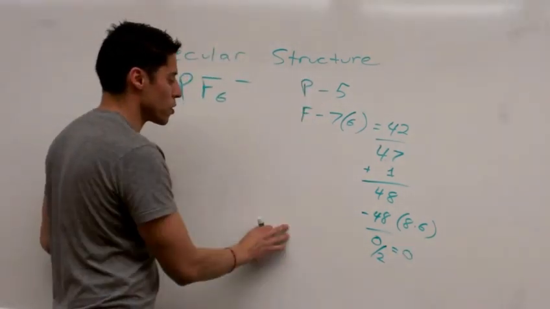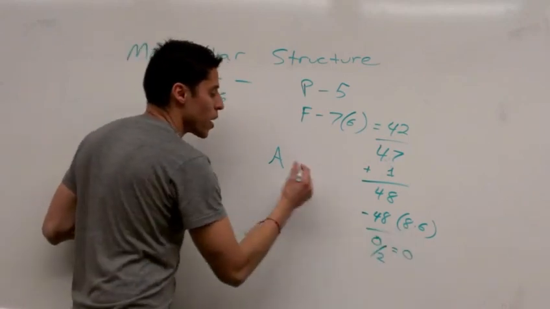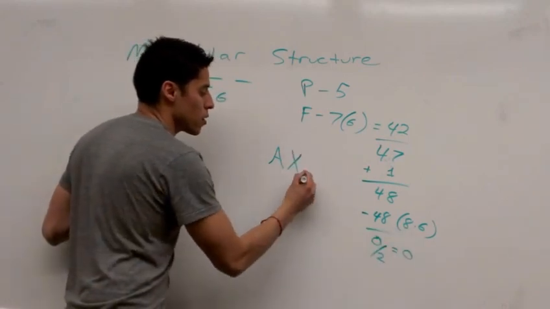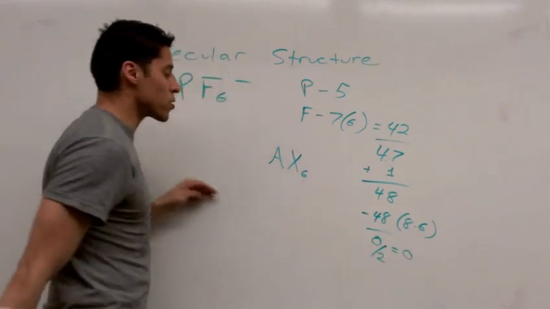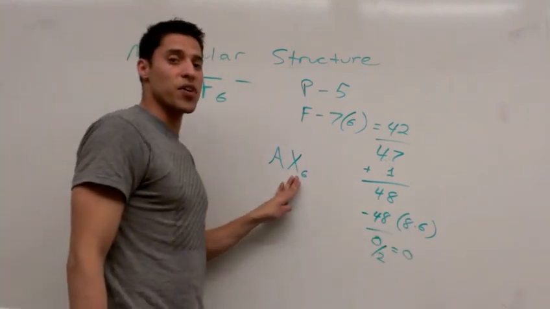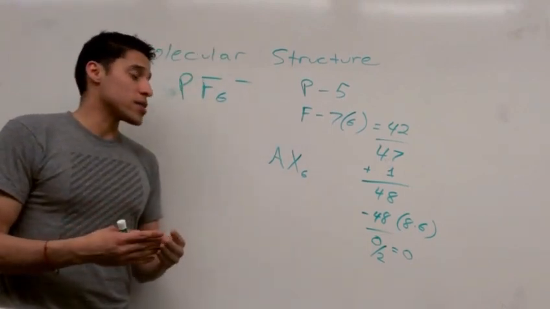So for this, we're going to have one central atom surrounded by 6 atoms and 0 electron lone pairs. So we're going to have an AX6 configuration. So that's step 1. Step 2, determine the central atom.